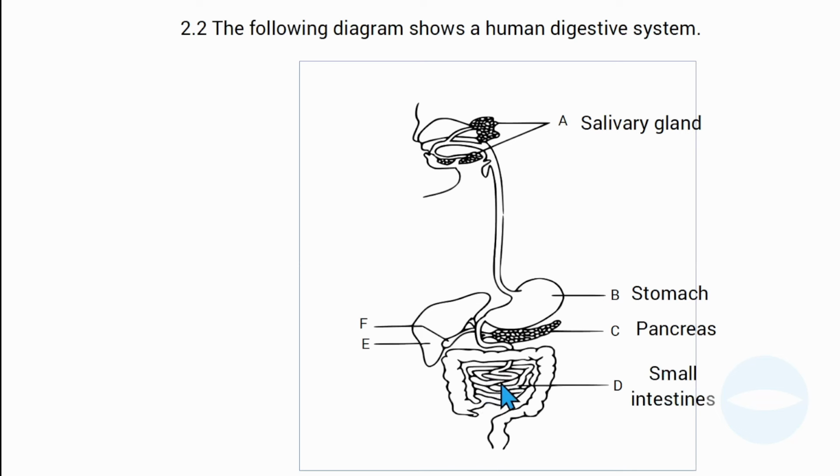In the small intestine there are villi. These villi are responsible for absorbing nutrients. And then E, as you can see, is the liver. The liver is one of the important parts in the body, and it is responsible for many functions. And then F is the gallbladder. The gallbladder secretes bile. So these are the labels that we need to know. Now let's get to the questions.